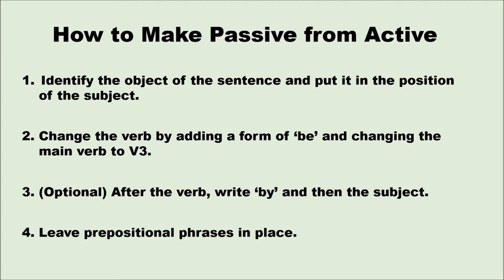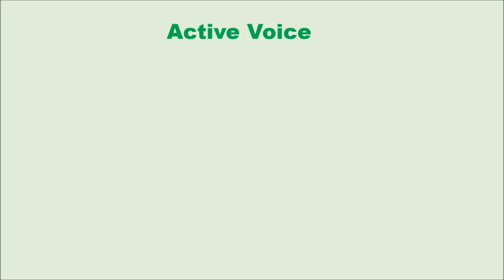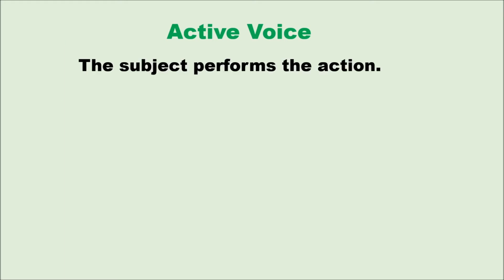Number 4, leave prepositional phrases in place. We're going to look at different examples of leaving prepositional phrases in place, and there are also other things that you leave in place. What is active voice? The subject performs the action. Exactly right. That is what active voice means. It means the agent or the subject is doing the action upon the object.